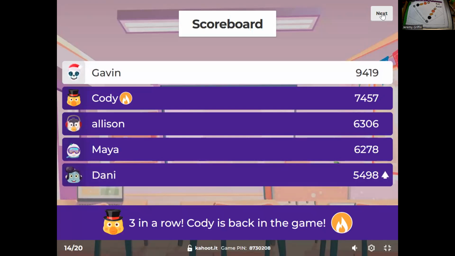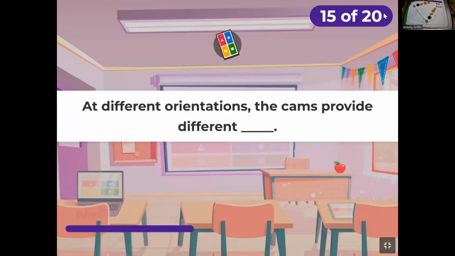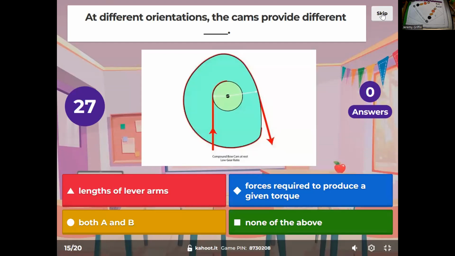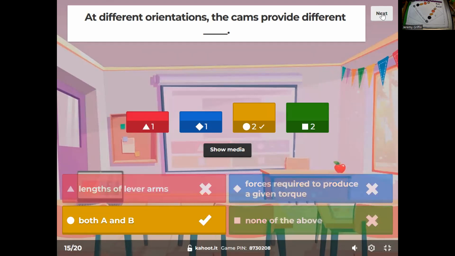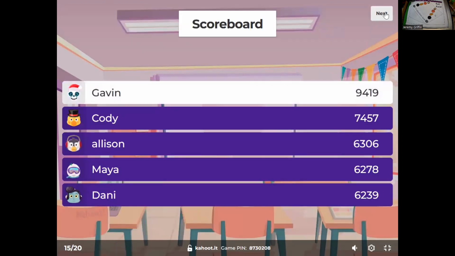Got Danny in the top five, got Maya, Allison, Cody on fire, Gavin still in the lead. At different orientations, the cams provide different loops, but you're pulling on that rope on the right. Imagine you're pulling on the rope on the right. So yeah, the lever arm would change as you're pulling it. And if you did want a constant torque, you would have to pull with different forces for that to happen. It'd feel all wonky, wouldn't it? So both of those are true. All right, Danny, picking up some points.